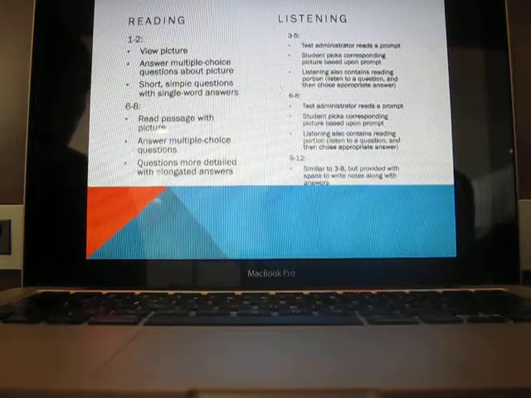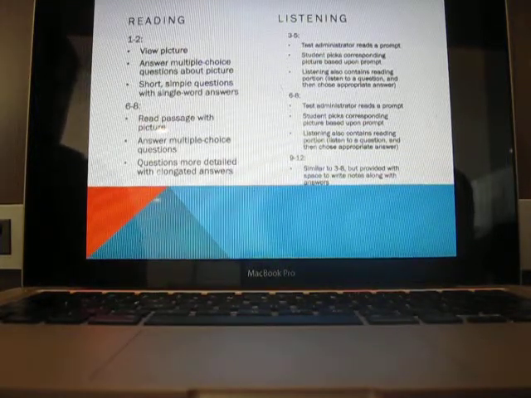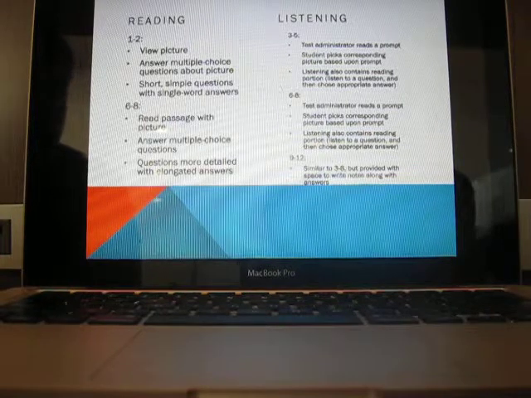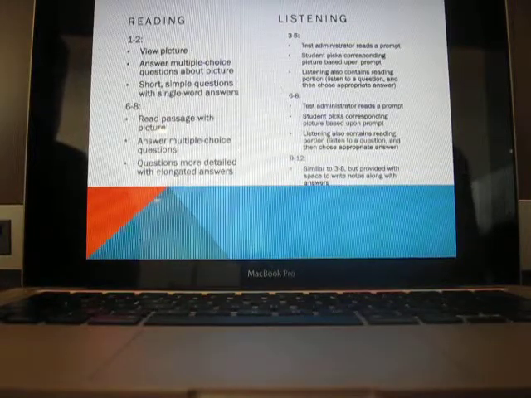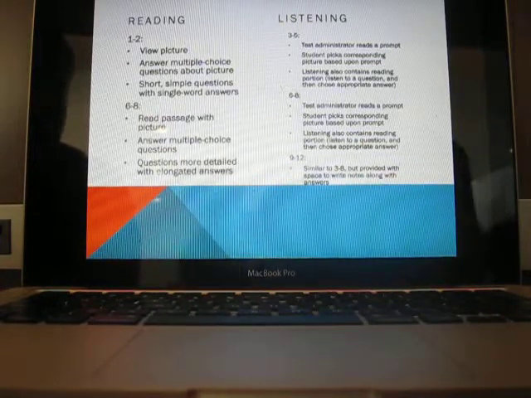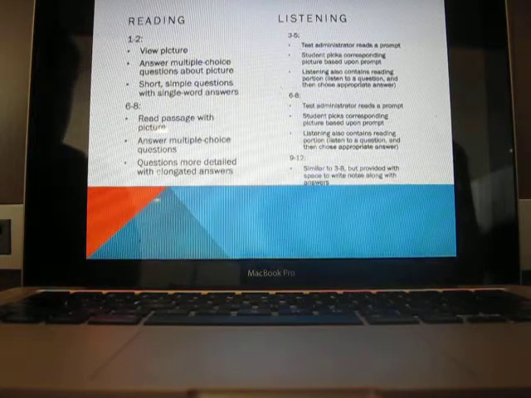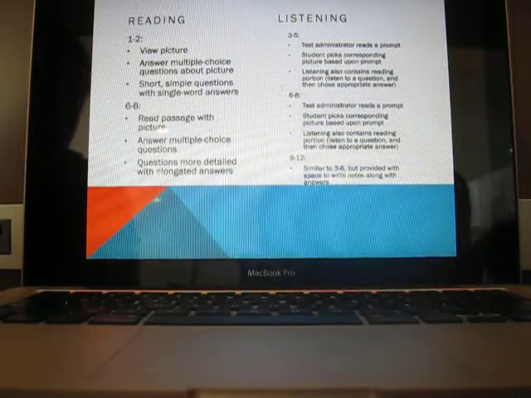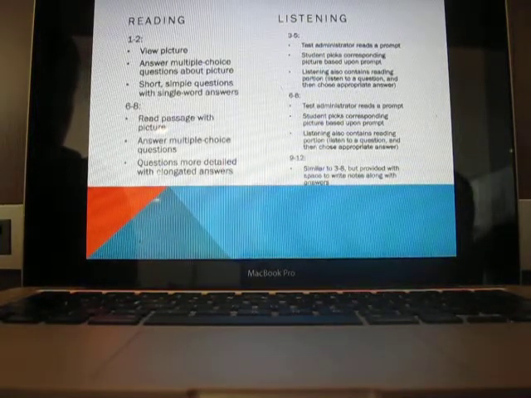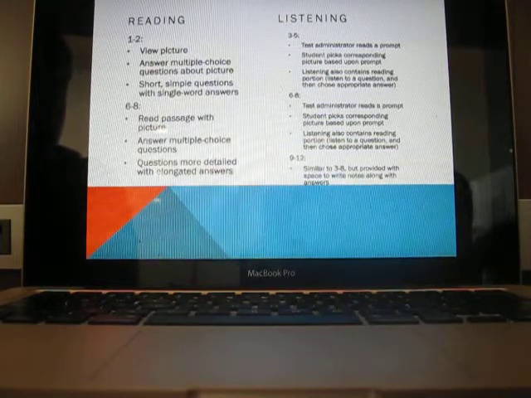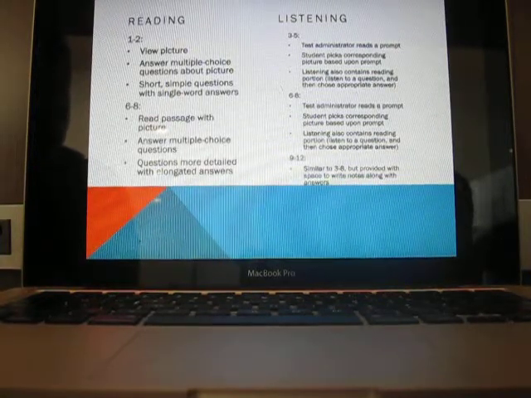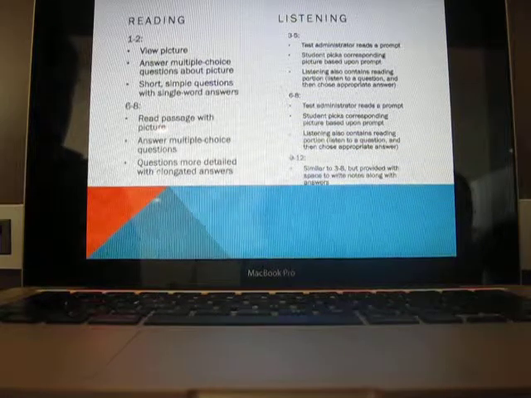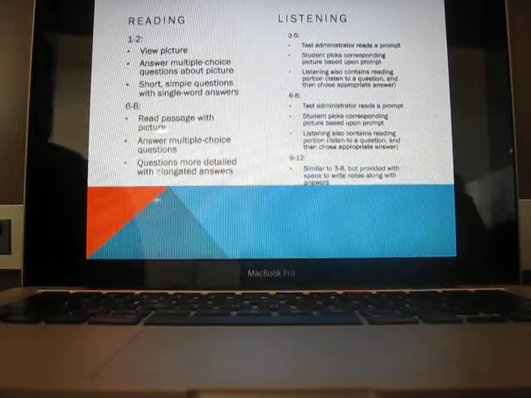So these next couple slides are just breakdowns of the grade clusters and each different skill: reading, listening, speaking, writing. So it gives you examples of the formatting. For example, in the reading section for a 1 and 2 cluster, it tells you that the students would view a picture, answer multiple choice questions about the picture, and then they would just have short, simple questions with single word answers. Whereas if you get into the listening section with 9 through 12th grade, they would do something similar to the 3rd through 8 grouping, but then they would also have some space to add notes and things like that. So again, from simple to complex as the kids age.